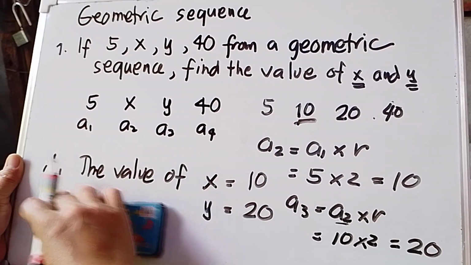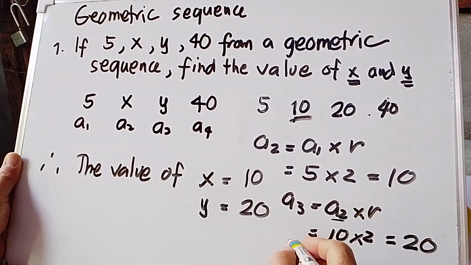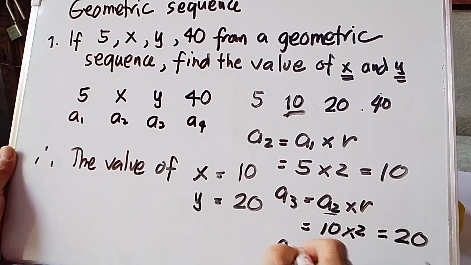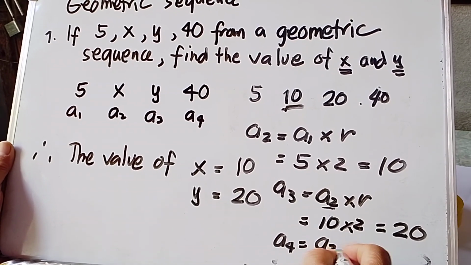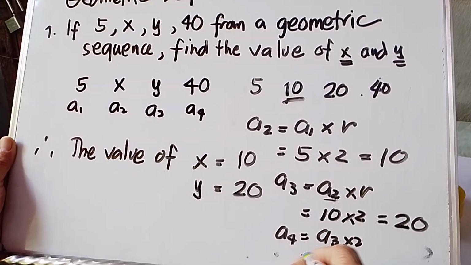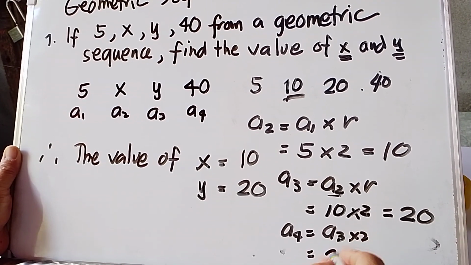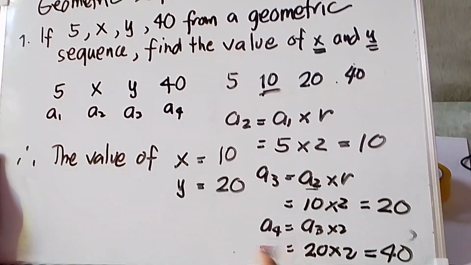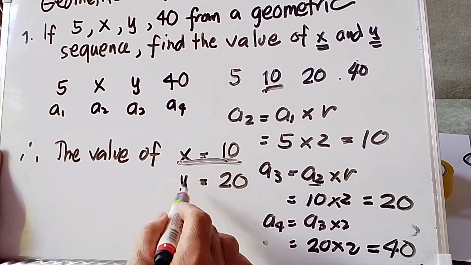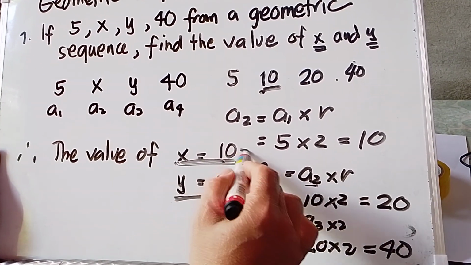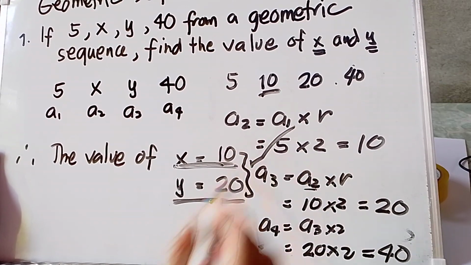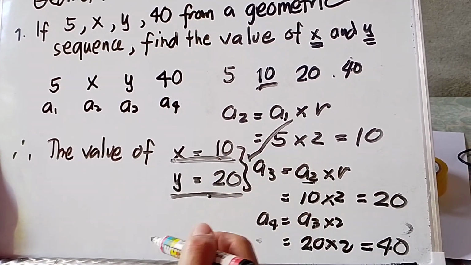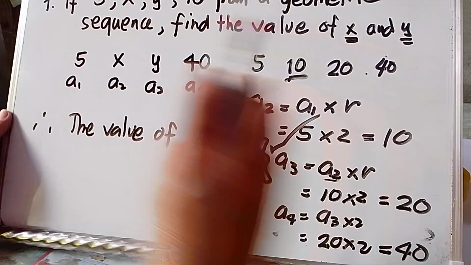How about a4? a4 is a3 times 2. So what is my a3? a3 is 20 times 2. That will be equal to 40. So therefore, x is equal to 10 and y is equal to 20. My answers are correct. So that's for number 1. Let's go to number 2.